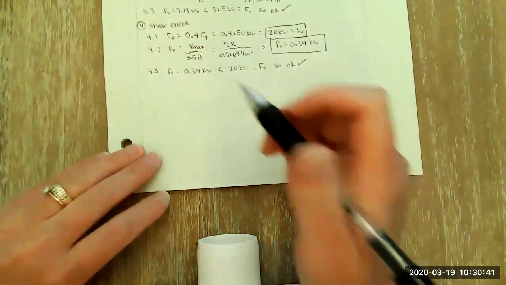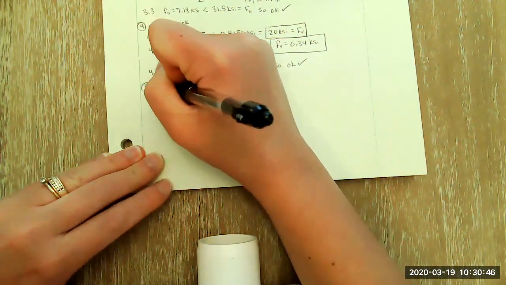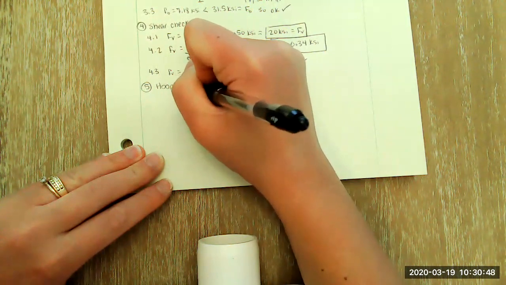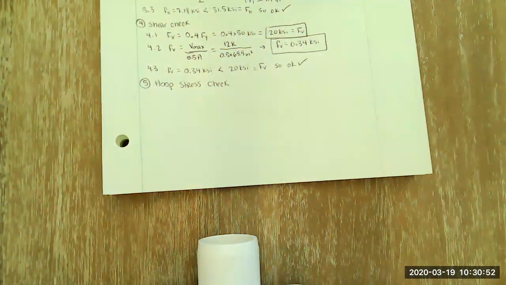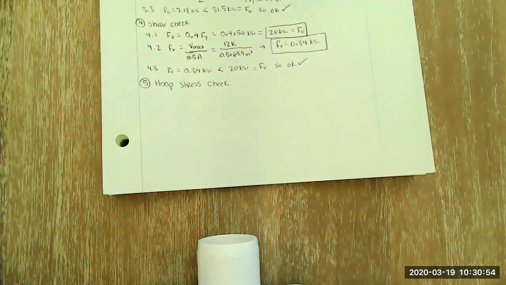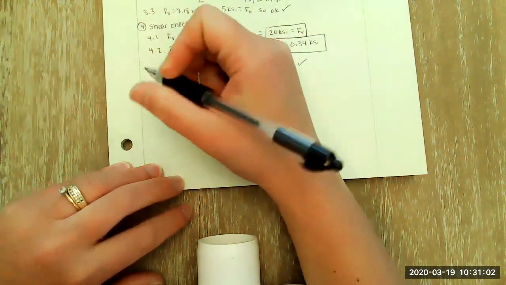All right, 2 checks left. So next we'll do our hoop stress check. Remember that hoop stress is due to the pile being submerged. It has this hydrostatic pressure acting over the entire surface of the body. And so we have to check for this stress.